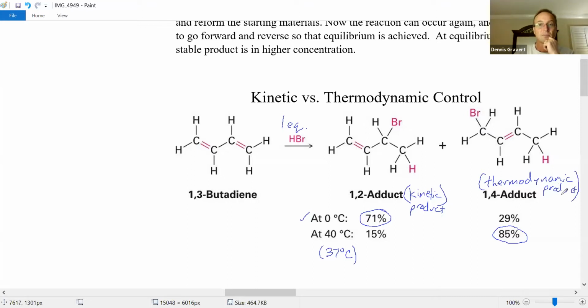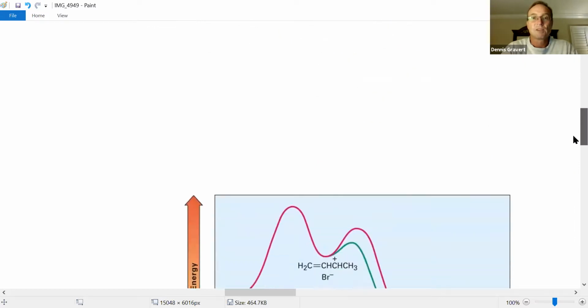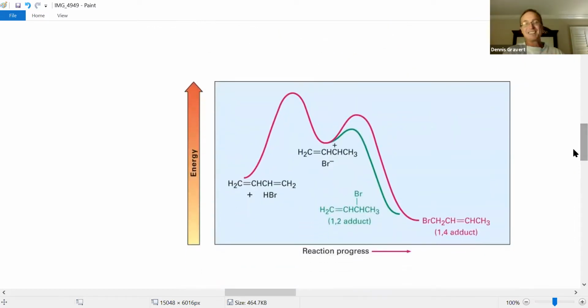Cool. Okay, so that's the outcome. So now you choose for this reaction, which one do you want? You want 71% of this one? Well, let the reaction go at 0 degrees Celsius. No, maybe I want the other one, the 1,4 product. Well, then warm it up to 40 degrees, let it reach equilibrium, and you'll have 85% of this. What's really going on? We need an energy diagram to see the whole scenario.